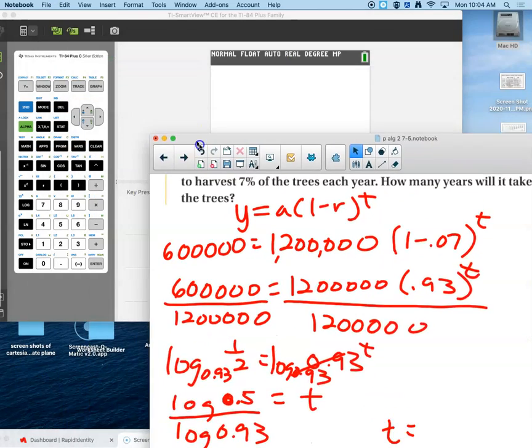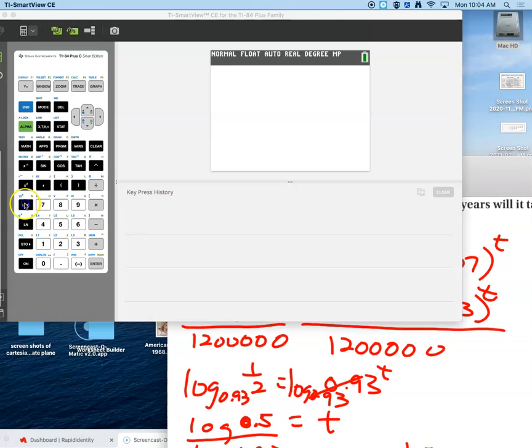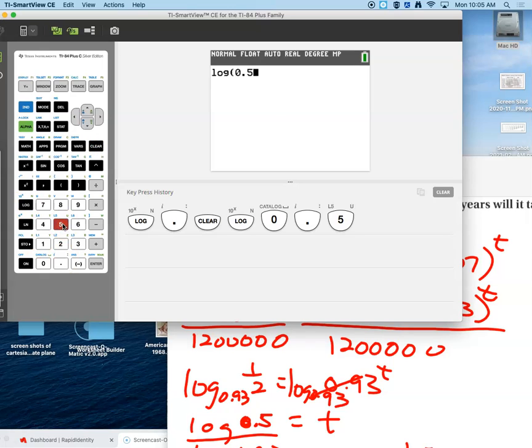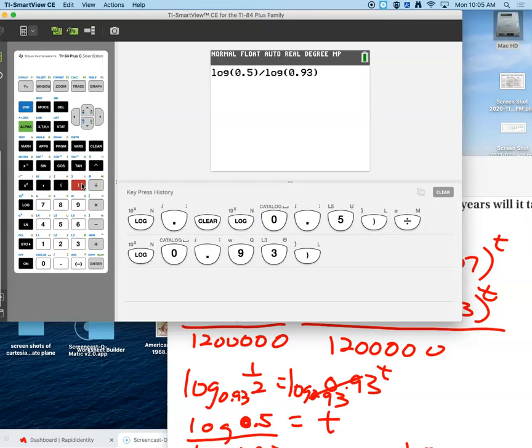So log of 0.5. Log 0.5, there we go. Parentheses, don't forget to finish those up, divided by log 0.93, parentheses. So about 9.5 years. 9.55, we'll go with 9.5 years.